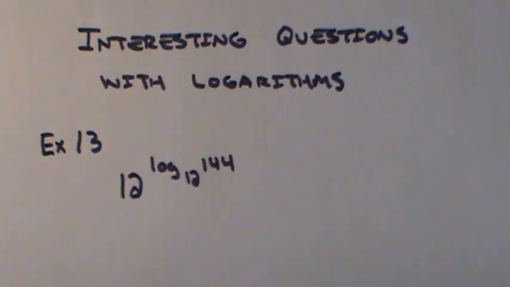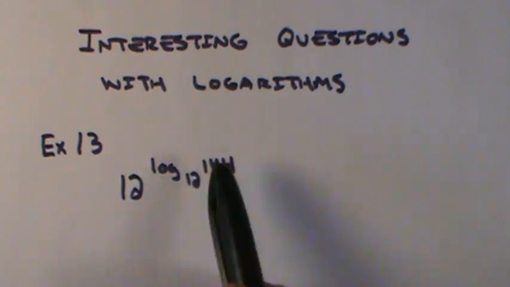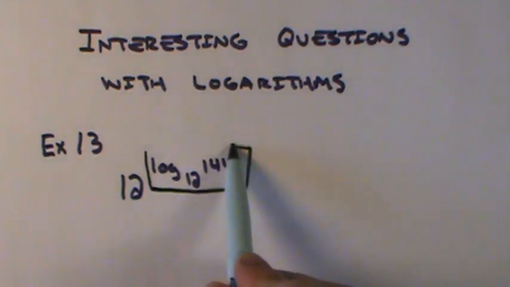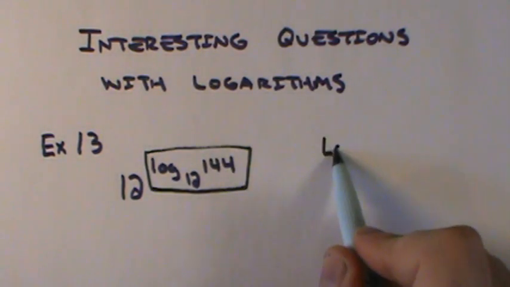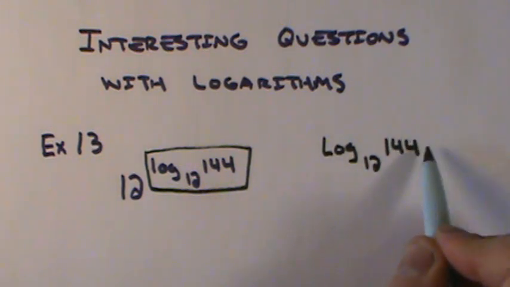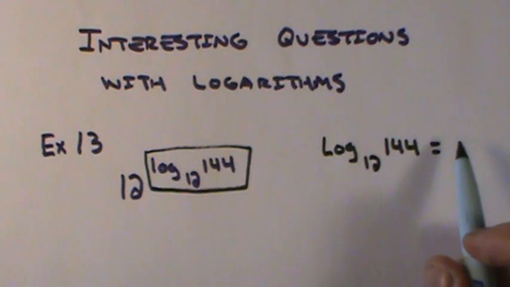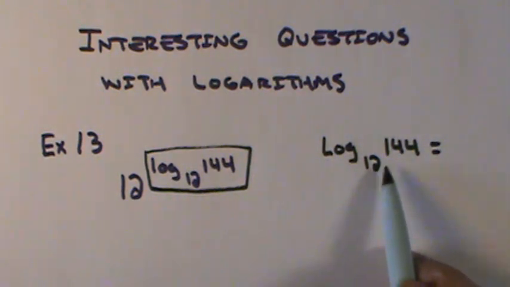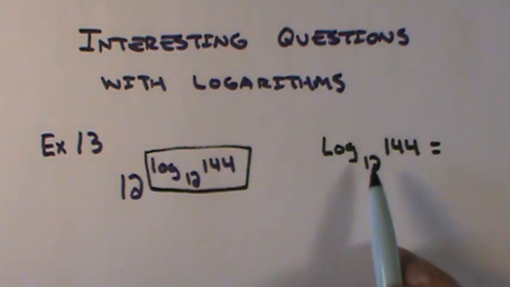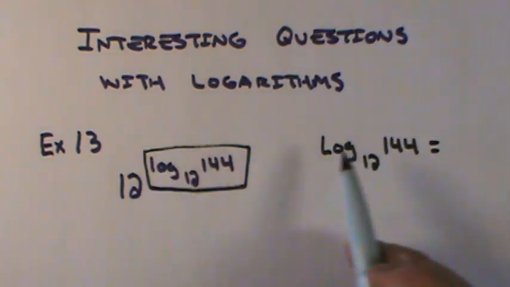As I'm looking at the problem, I see that it's already in exponential form, and really what I want to focus in on is this piece here. A log base 12 with an answer of 144 would equal what? In other words, 12 raised to what power gives me 144? And the solution to that is what's going to go here.